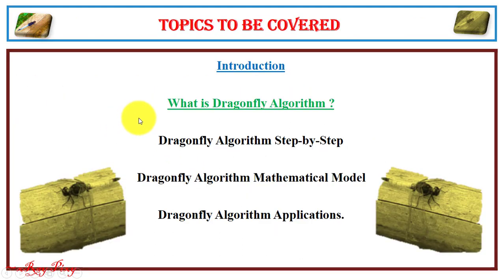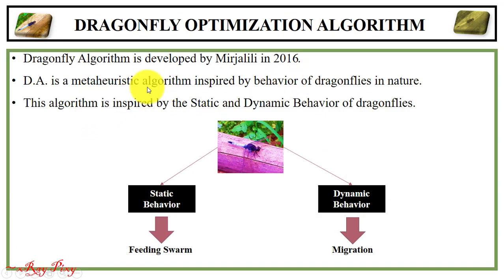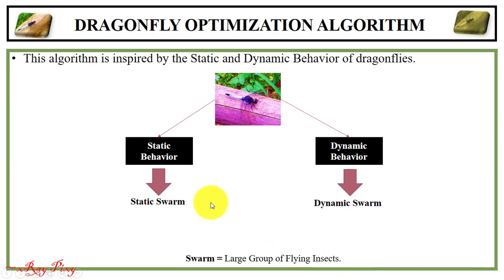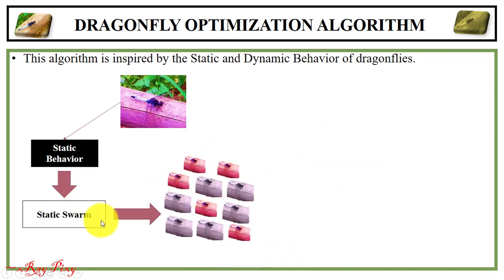Now let's try to understand what is this algorithm. This is a meta-heuristic algorithm, as we all know, and it is inspired by the behavior of dragonflies. Here, this is basically inspired by the static and the dynamic behavior of dragonflies. Here we have two types of behavior, static and dynamic. In static behavior, swarm feeding. In dynamic behavior, migration.